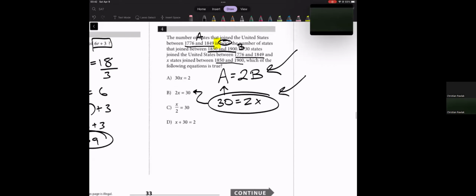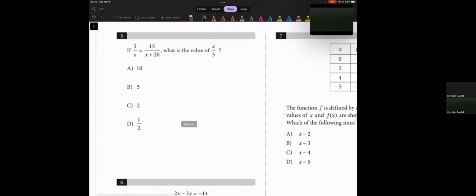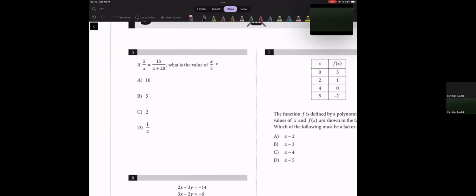Okay, number 5. So if we have 5 over x equals 15 over x plus 20, what is the value of x over 5? Best way to do this, guys, is cross multiply. You get 5x plus 100, if I multiply 5 times x plus 20, equals 15x. Subtract 5x, subtract 5x. You get 100 is equal to 10x. So x is equal to 10.